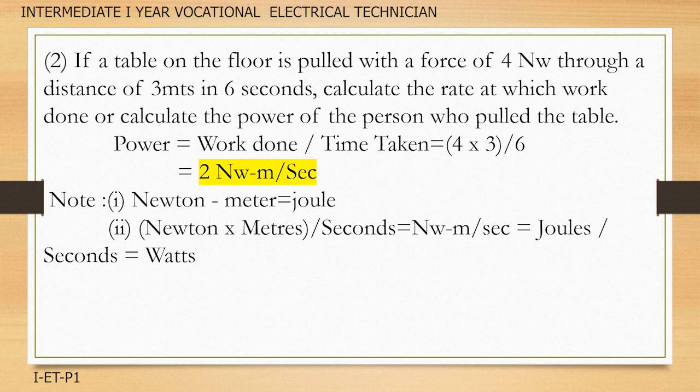1 newton meter equals 1 joule. And newton into meters by seconds is newton meter per second, that equals joules per second, equals watts.